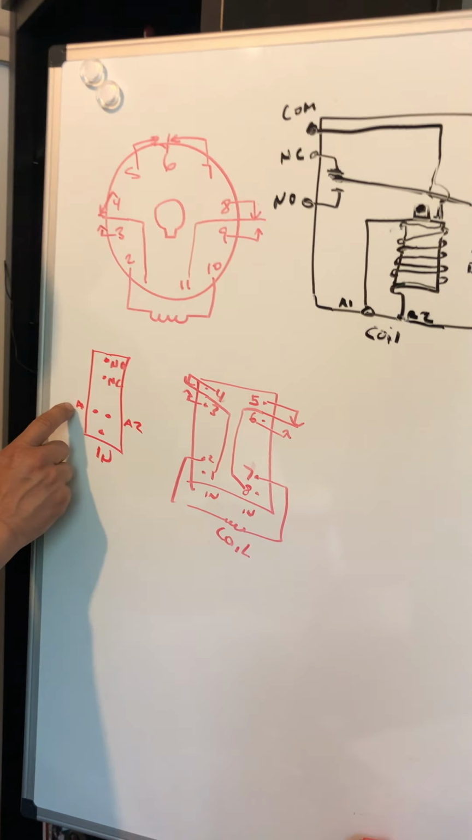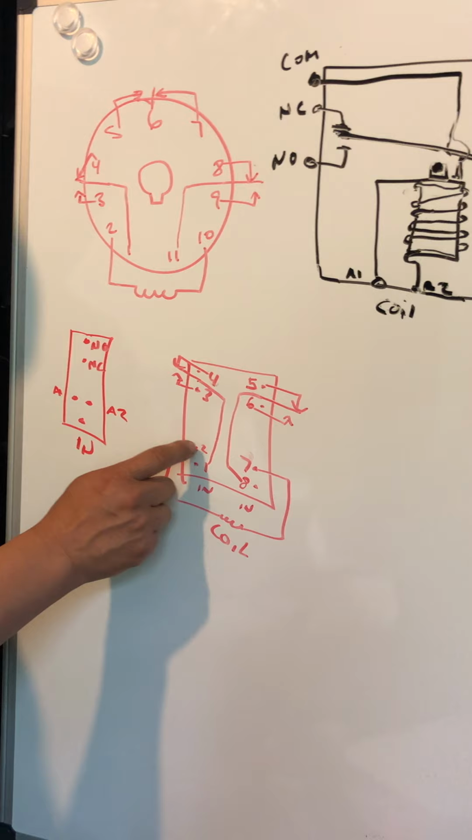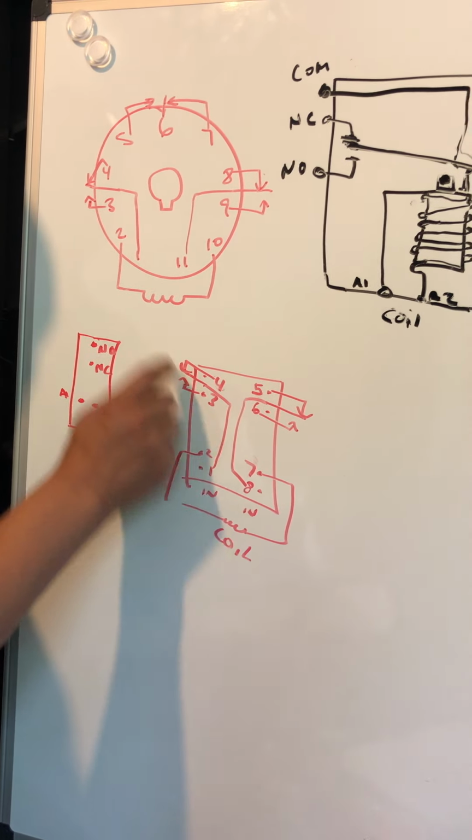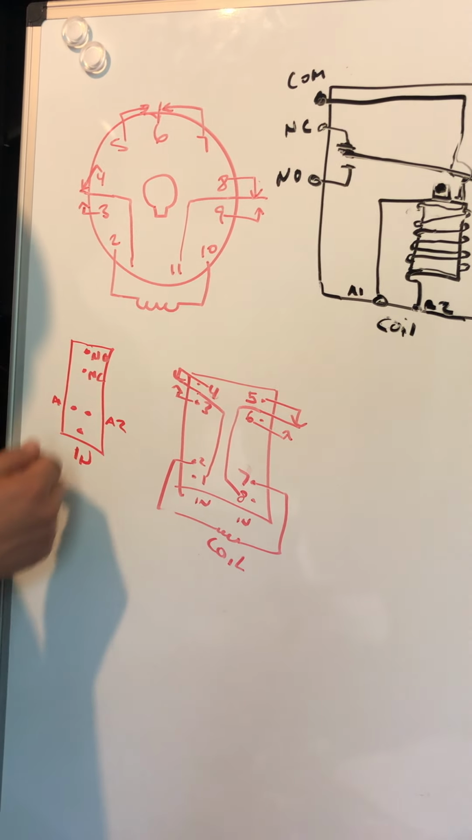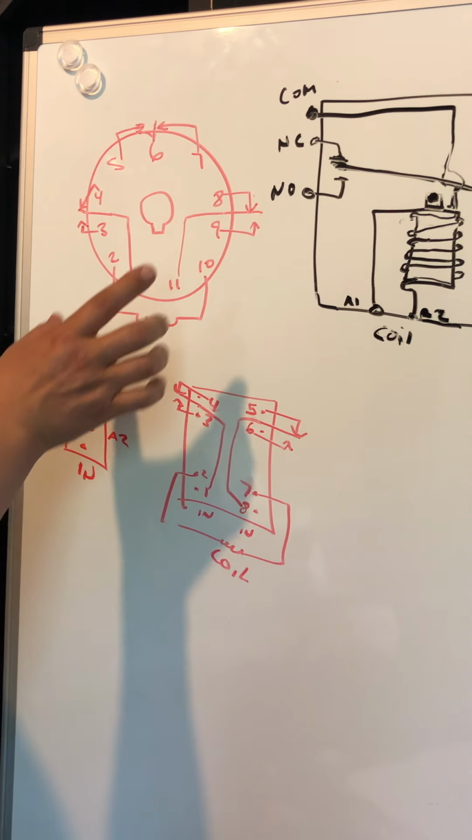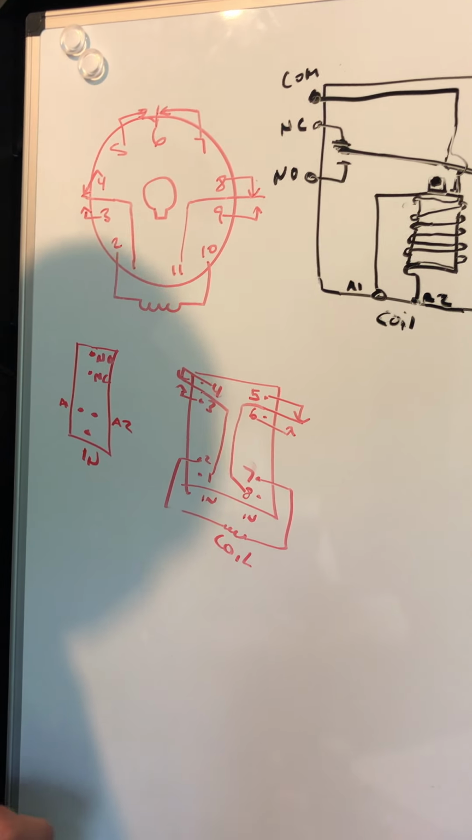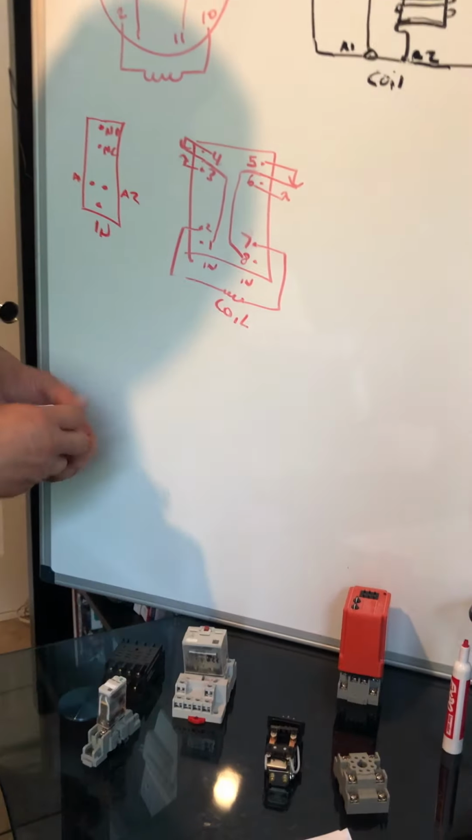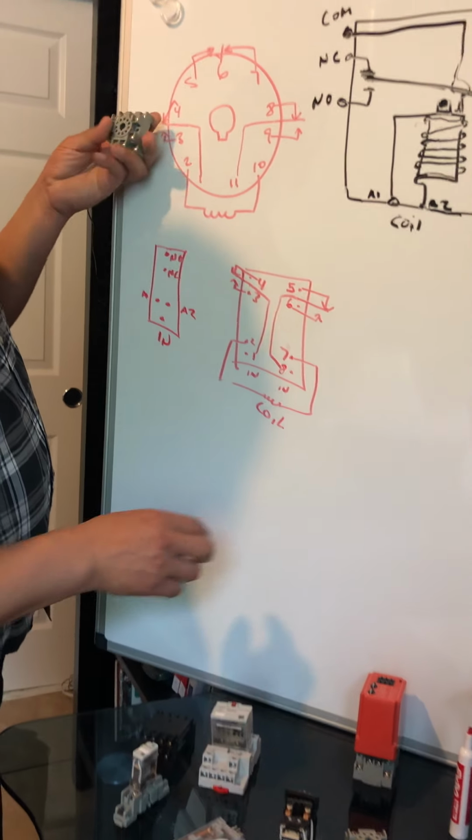This one was A1 and A2. This is your 2 and 7 is your A1 and A2. This one, 2 and 10 is your A1 and A2. So those are your coils. Again, so your coil would be something like this. This would be a round 11 pin. So that's what this guy would look like.